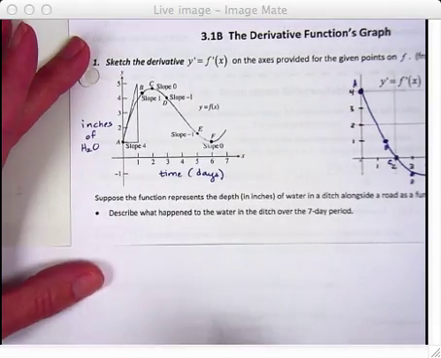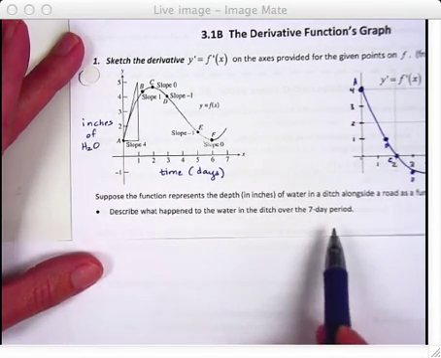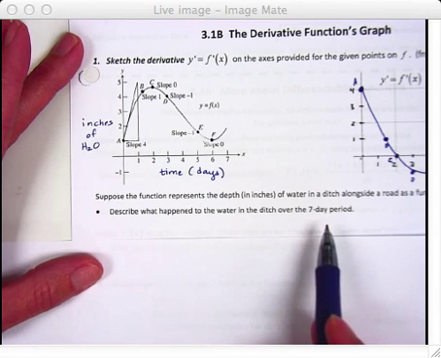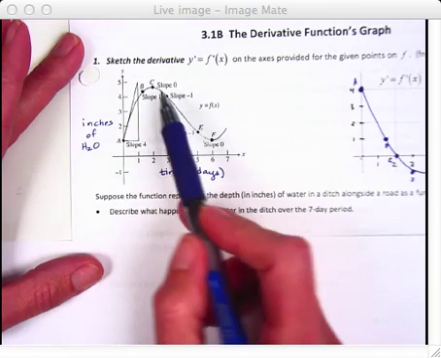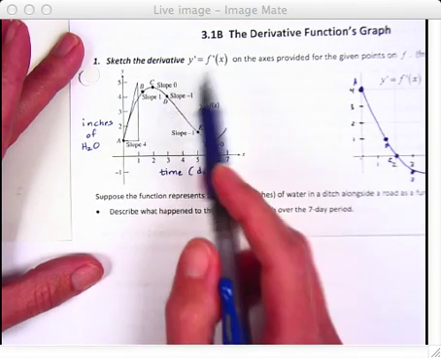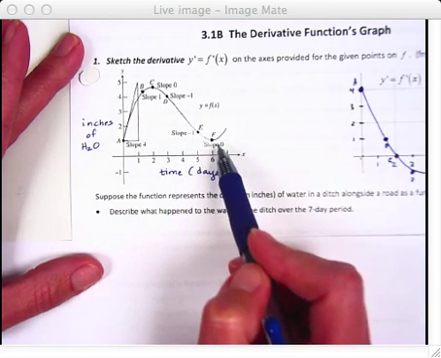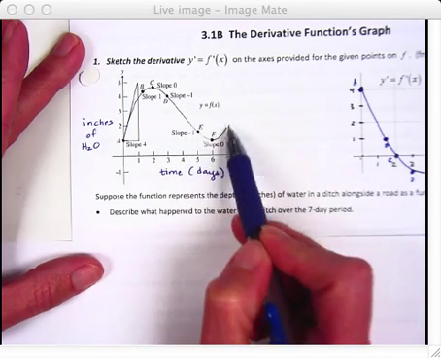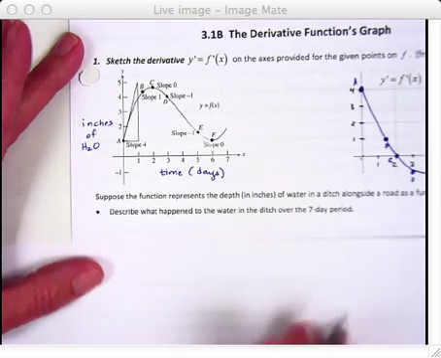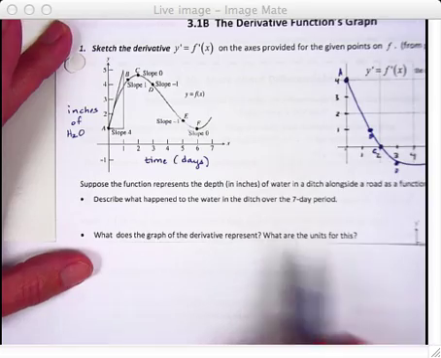It says describe what happened to the water in the ditch over the 7-day period. So I basically said that the water increased to 4.5 inches, and then it started to decrease through to day 6, and then it looks like it probably started raining again, and so the water started to increase. So what does the graph of the derivative represent?